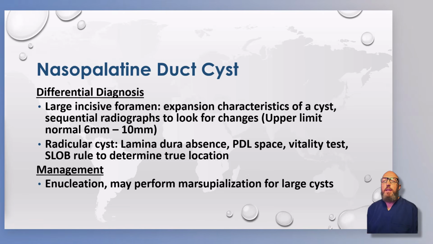This is the differential, and this is the practical question you're going to actually face. Is this a cyst or simply a large incisive foramen? Look for the expansion characteristics of a cyst and use sequential radiographs to look for changes over time. On the size threshold, the oral pathology literature often cites 6 millimeters as the upper limit, while radiology literature says 10. In my experience, having looked at many thousands of variants of the nasopalatine foramen, 10 millimeters matches reality better. So honestly, it might be even larger than that in some cases that I've seen. So don't diagnose a cyst based on size alone.